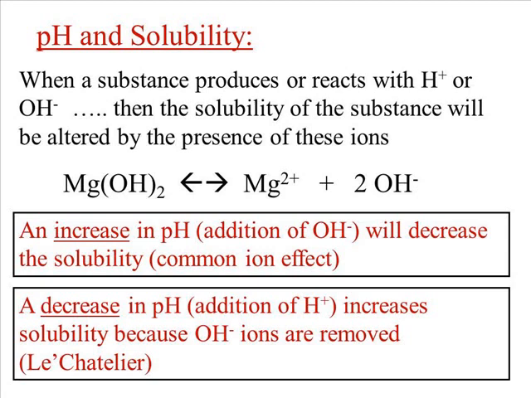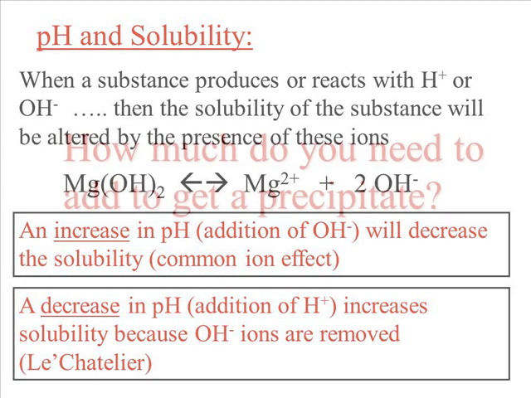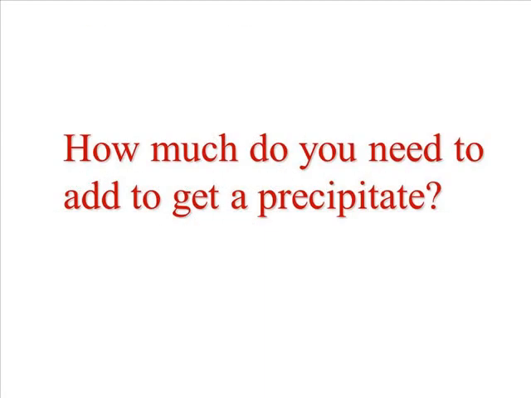pH can affect solubility, especially if you have hydroxides. Your magnesium hydroxides or your transition metal hydroxides are pretty insoluble. So you can remove that hydroxide ion by increasing the hydronium ion. This is pretty much Le Chatelier. And then how much do you need to add to get a precipitate?